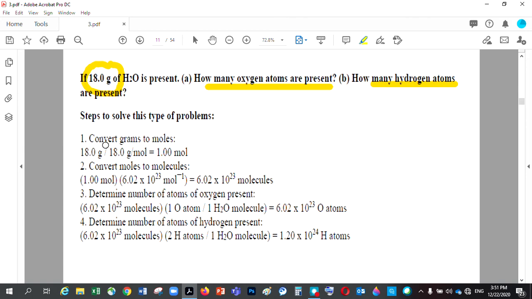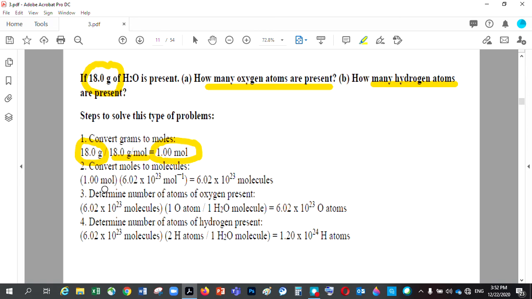First of all, I have to convert the grams into moles, correct? 18.0 grams is the sample of H2O given to me, divided by 18 grams per mole. That's the molar mass of H2O. I have 1 mole. So 18.0 grams of H2O equal 1 mole of H2O. Then I convert the moles into molecules. I can do these 3 steps in one step, but it's better to break it down so you can follow me.